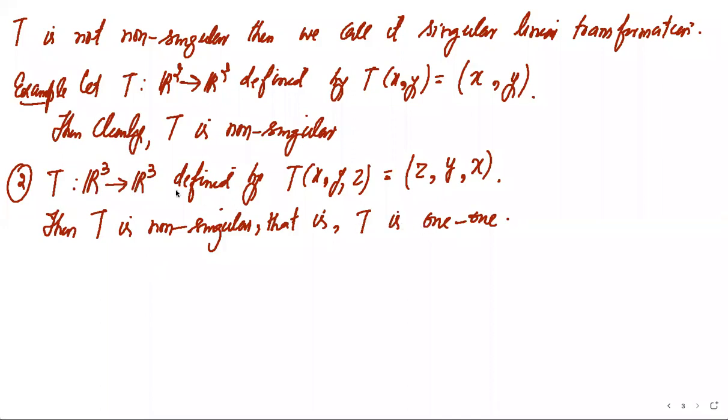Someone said this mapping is invertible, but invertible does not mean non-singular. Non-singular just means that nullity of T is equal to 0. Now since T is non-singular, clearly T is onto.